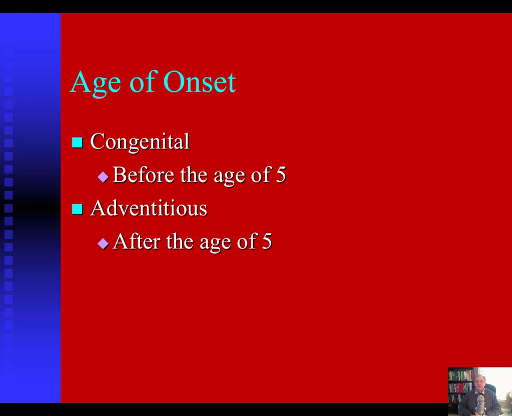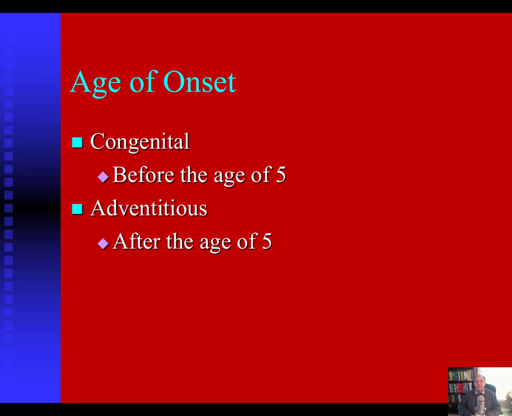Another thing to consider is the age of onset. If somebody becomes blind before the age of 5, we generally say they're congenitally blind. That's because they have no visual memory or very little visual memory. Concept development becomes a major task for us. However, they're probably very strong in the use of their other senses. They've learned how to use hearing. They've learned how to use their sense of touch.